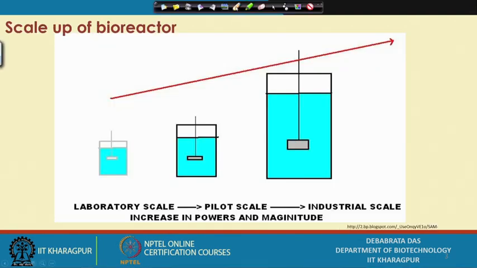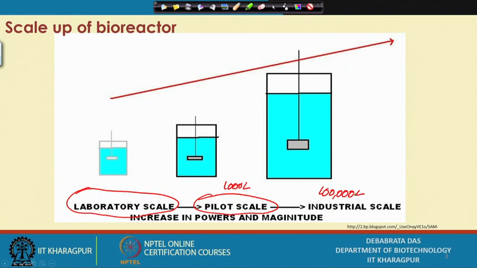Now let us consider the scale up. How do they scale up? First we do it in the laboratory scale, that is, whatever we develop in the lab scale, then it comes to the pilot scale. To elaborate, suppose here we may start with conical flasks of capacity 100 milliliter, then 500 milliliter, then 2 liters, then 10 liters. But after that we go for pilot scale. Pilot scale may be as high as maybe 1000 liters or so, and then we go for the industrial scale, maybe 100,000 liters, or maybe 200,000 liters of the industrial scale.